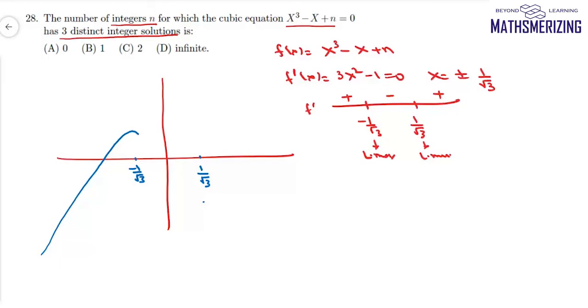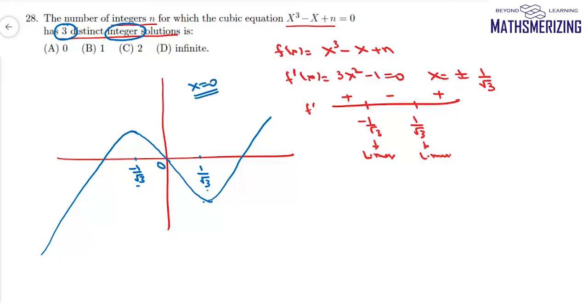Now it says this equation has 3 distinct integral solutions. So that means the only integral solution possible between minus 1 by root 3 and plus 1 by root 3 is 0. So this graph must pass through x equal to 0. So if this equation has 3 distinct integral solutions, then one of the solutions must be x equal to 0.